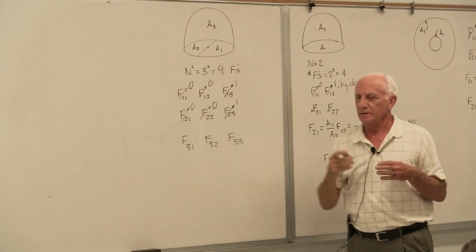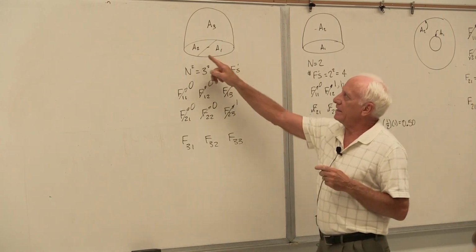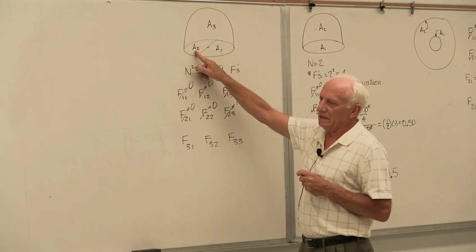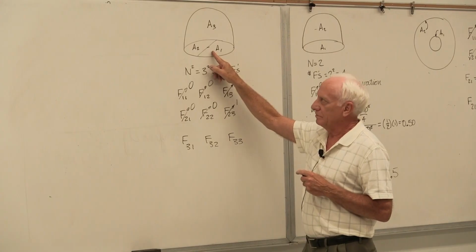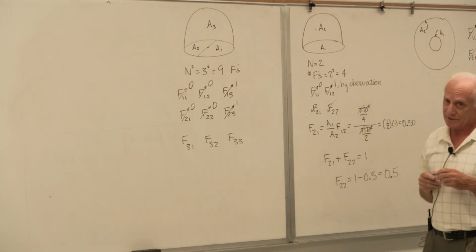You want to talk about energy? Okay, look up here. All the thermal radiation leaving surface 1, can any of it strike A2? No. Therefore, where does it all go? To A3. Any radiation leaving A2, can any of it strike A1 directly? No. So where does all of it go? To A3.